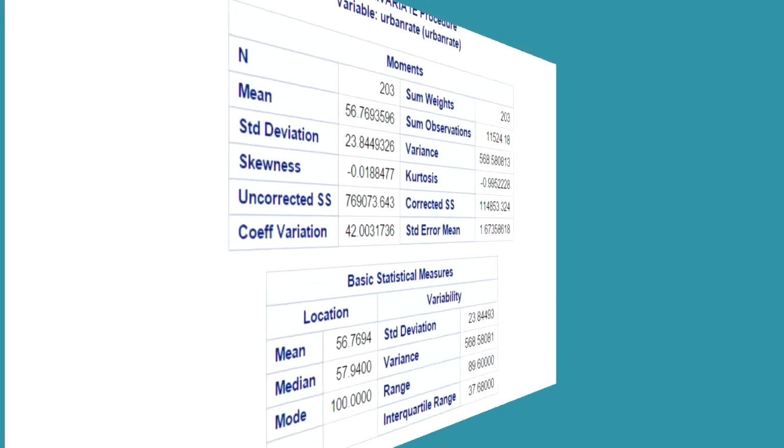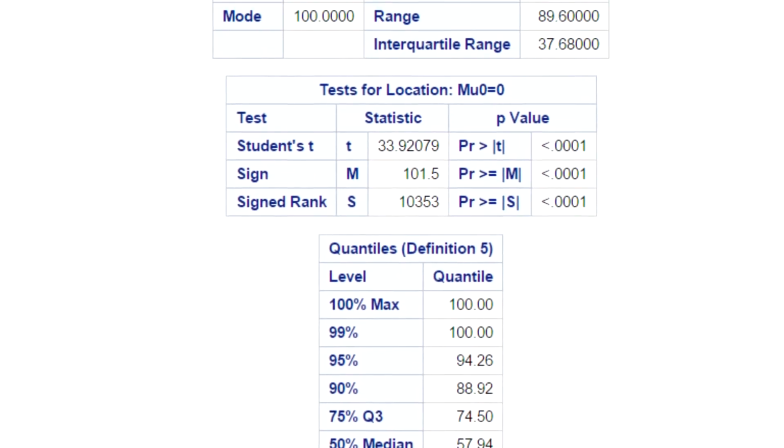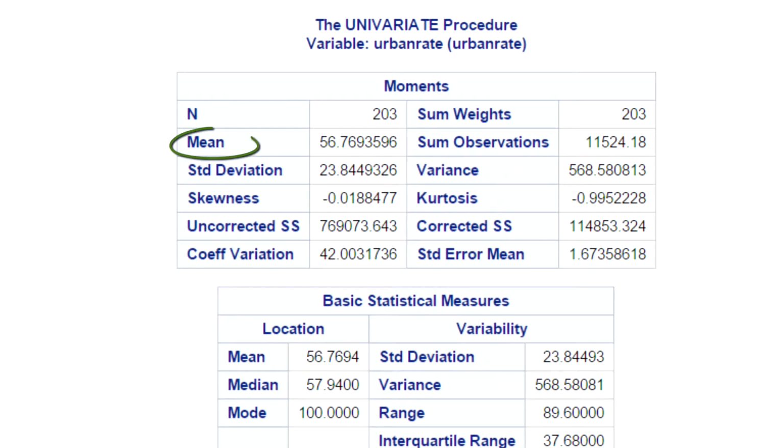We can see that for urban rate, the mean percent of the population living in urban settings is about 57%. The standard deviation is about 24%, suggesting that there's quite a bit of variability from country to country in terms of the proportion of the population living in urban settings.